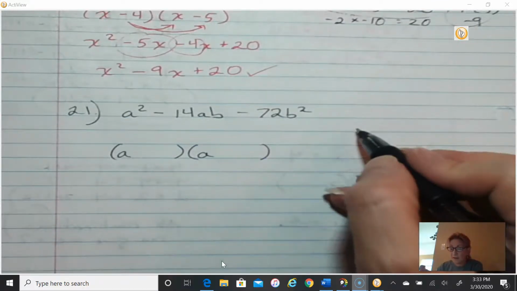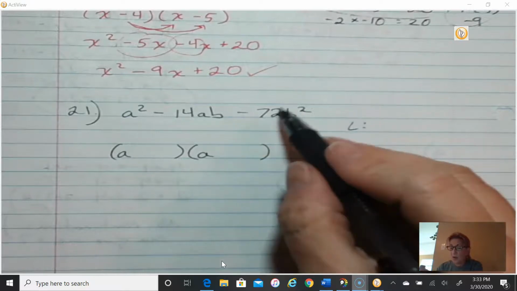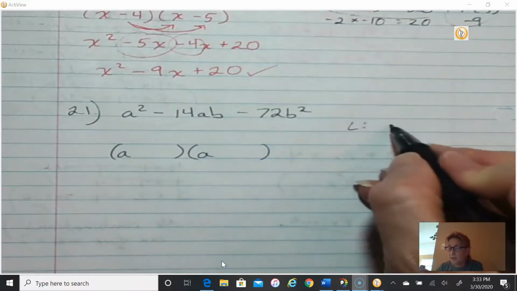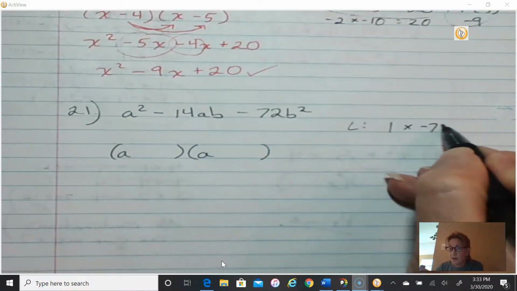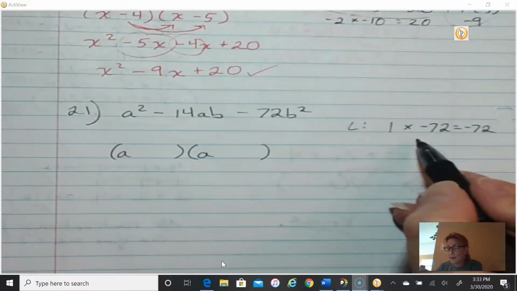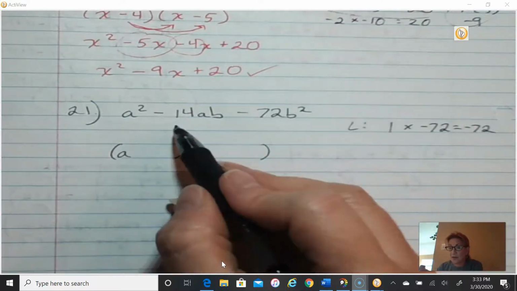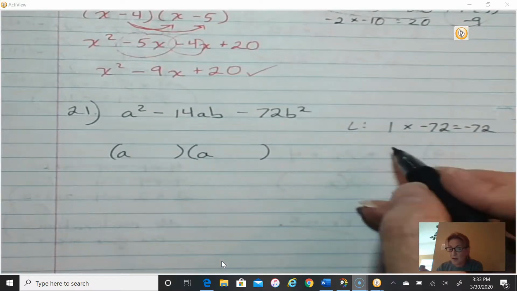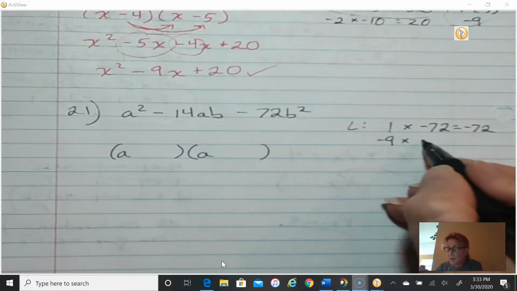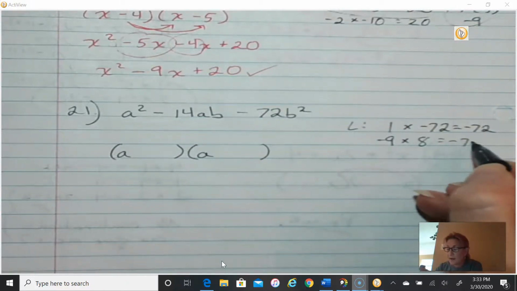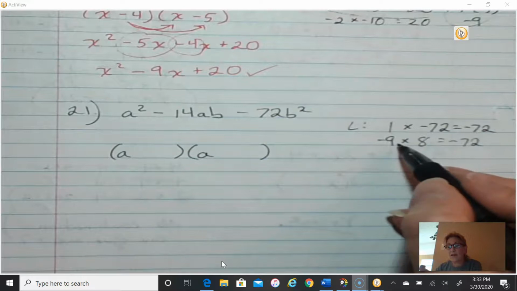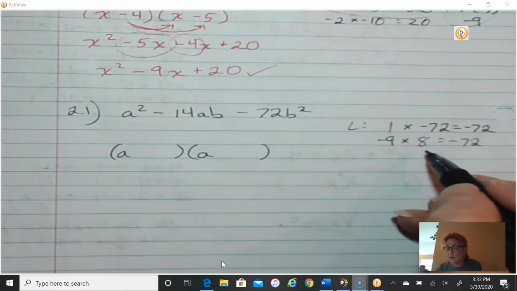All right, so for the last number, what are all the ways that I can get negative 72? Not positive 72, but negative. We can do 1 times negative 72. That'll give you negative 72. But when added, 1 plus negative 72, does that give us a negative 14? No. So what about negative 9 times positive 8? That gives us a negative 72. But when added, that gives us a negative 1. Negative 9 plus 8 is a negative 1.